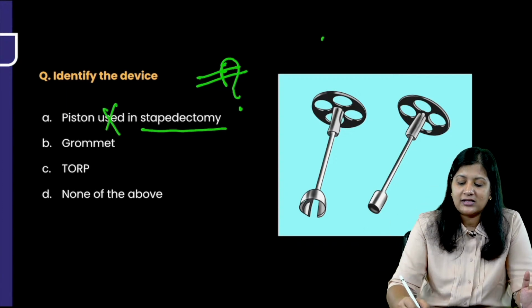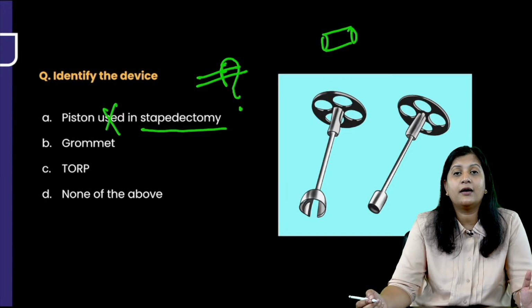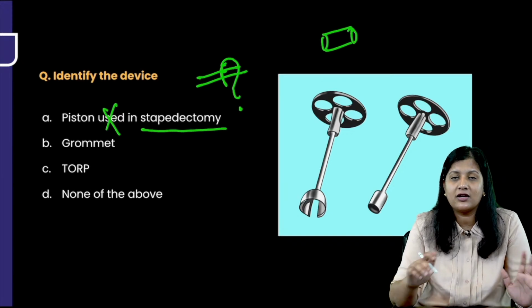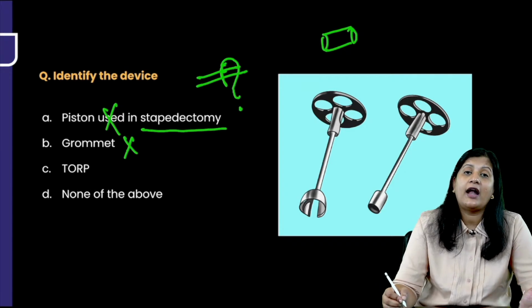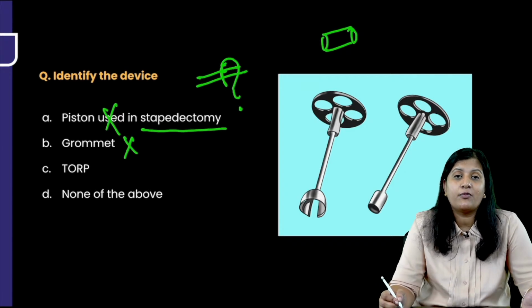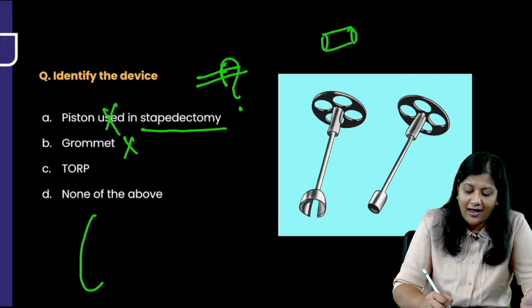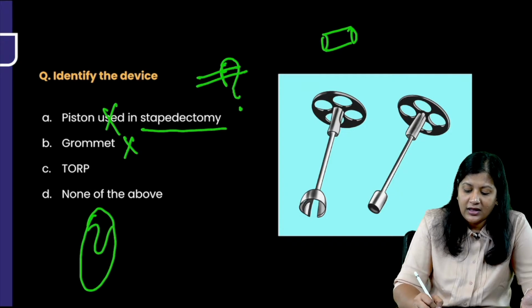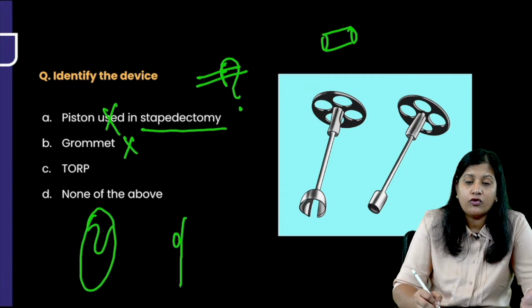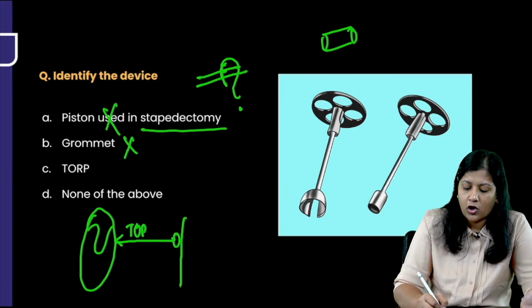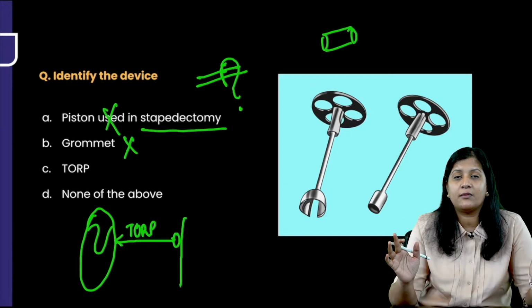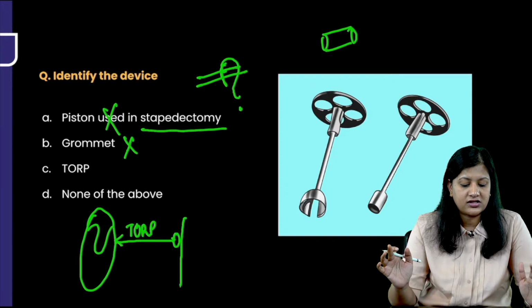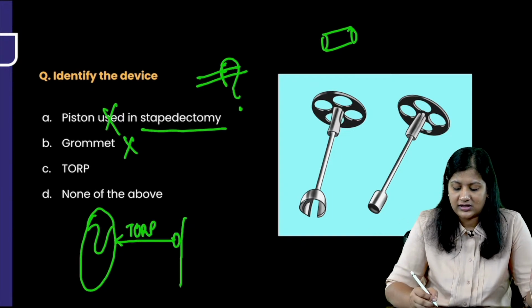Now a grommet is like a tube, like a plastic tube. Is it looking like a plastic tube? No. Now what is this then? These are partial and total ossicular replacement prostheses. If you don't have ossicles, between the tympanic membrane and the footplate of the stapes, if you use a prosthesis, we call it a TORP, meaning it is replacing all the ossicles. Totally it is replacing the ossicles. So total ossicular replacement prosthesis.